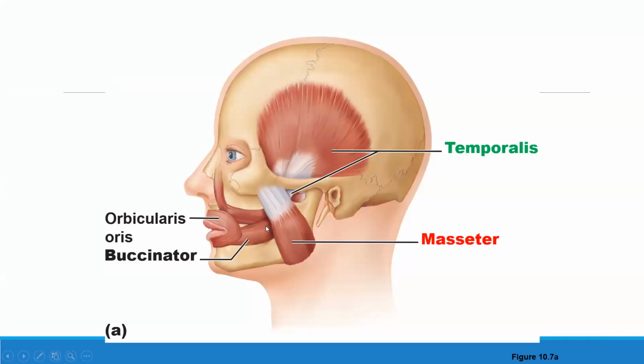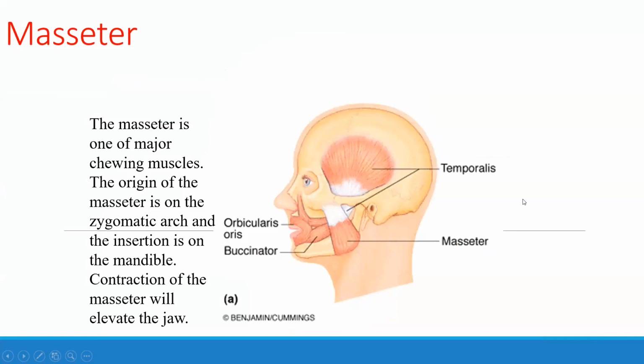So there's the masseter, its origin is on the zygomatic arch, and its insertion is on the mandible, elevating the mandible, causing us to chew. The temporalis origin is on the temporal. It also inserts in the mandible, elevating the mandible, allowing us to chew. There's the masseter. Elevate the mandible. Whenever the masseter contracts, the mandible is brought up against the maxilla.